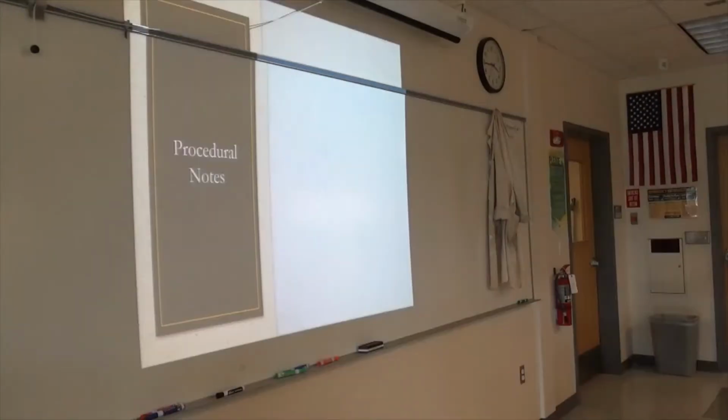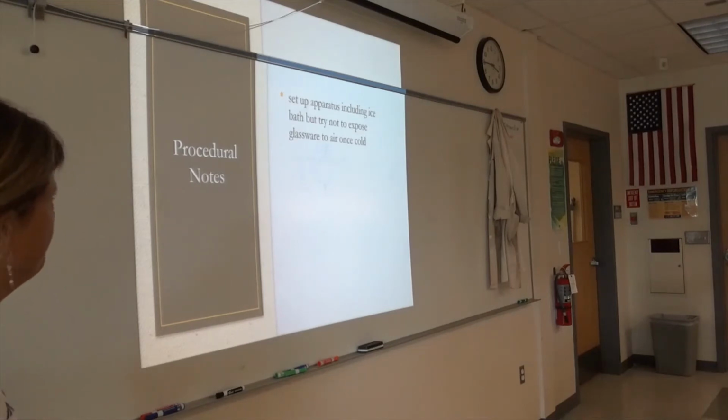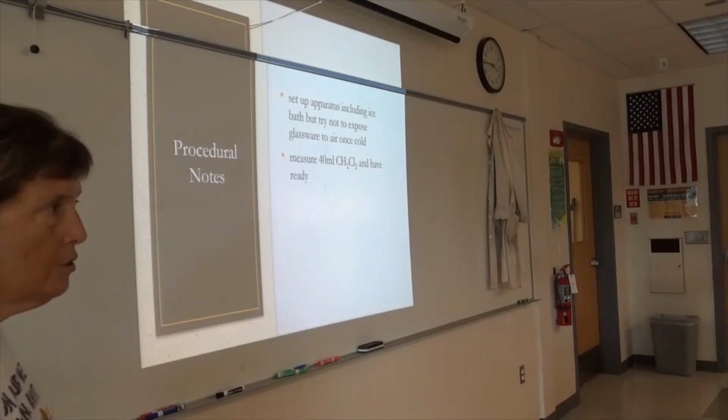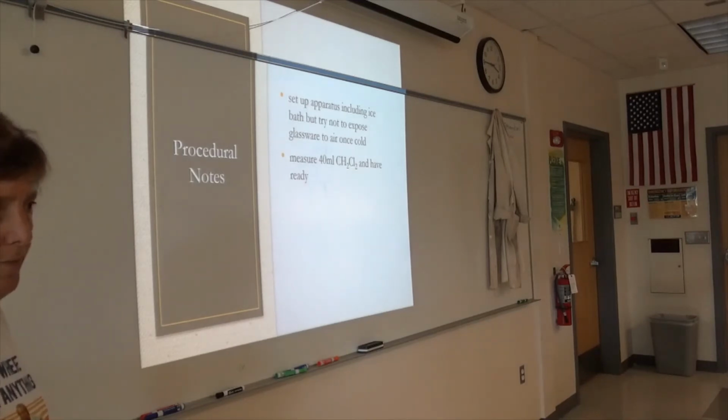Procedural notes for this lab. Set up your apparatus, including the dish for your ice bath, and you can even go ahead and put some ice in it, but try not to get the glassware too cold until you're ready to get the things in there. If it's cold and open to the atmosphere, it'll start sucking moisture in, and these are somewhat moisture sensitive. Measure 40 mL of dichloromethane and have that ready. Don't measure 15 and then 25, etc. Just measure 40 and use out of that.